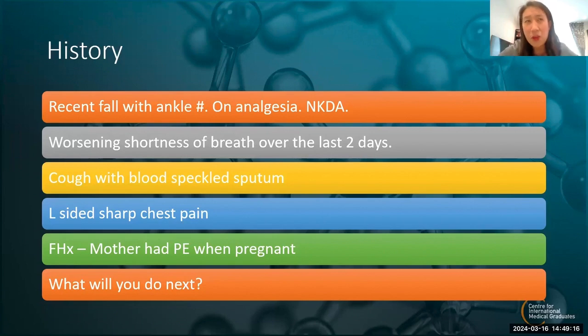In terms of family history, I'm not sure anyone asked about family history. A lot of you said travel history and all that, but of note, family history: her mother had a PE while she was pregnant. Okay, so this is the history. What would you do next?